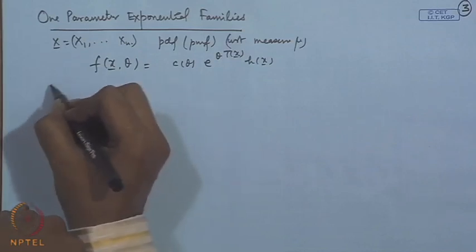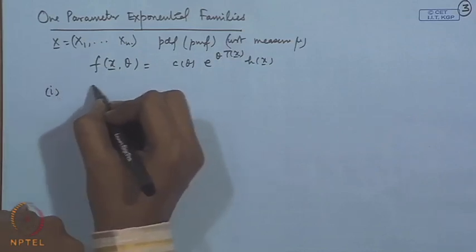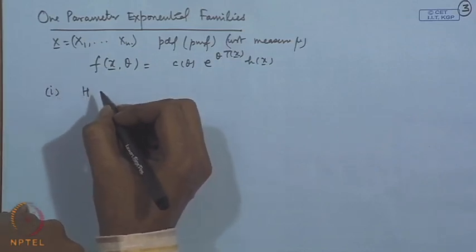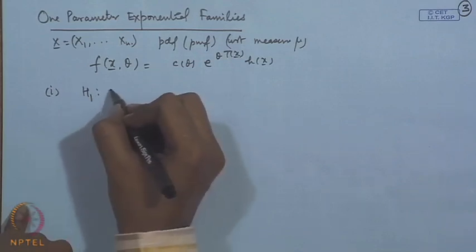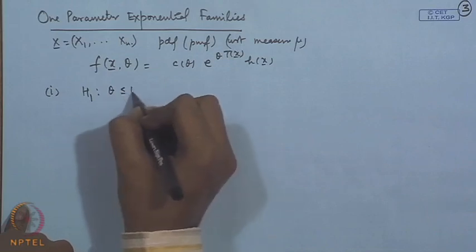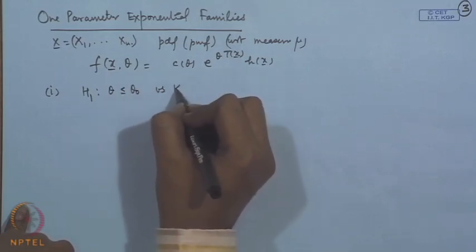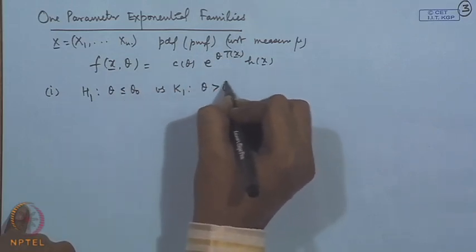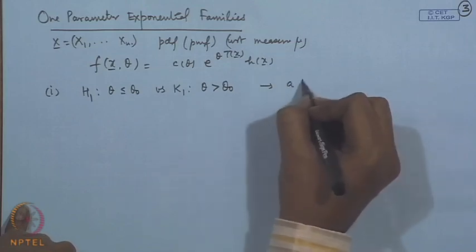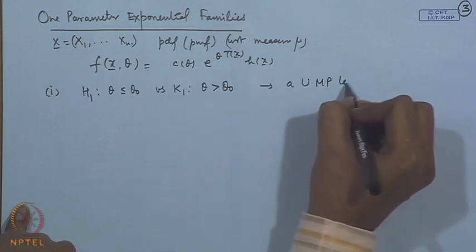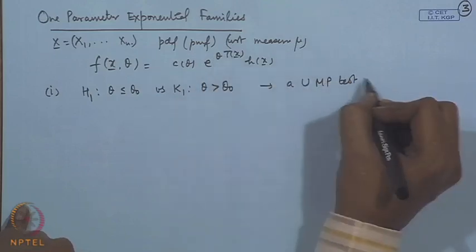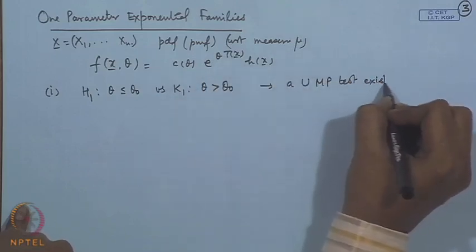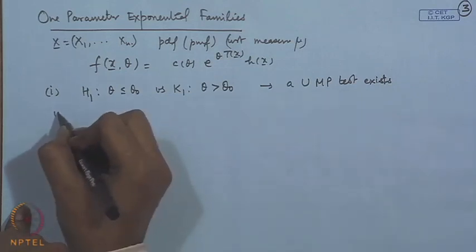So, we are having the following situation. If I am considering the hypothesis testing problem, I will name this as, say, H1: theta less than or equal to theta naught against, say, K1: theta greater than theta naught. The situation here is that a UMP test exists, because Q(theta), that is theta here, is strictly monotone.